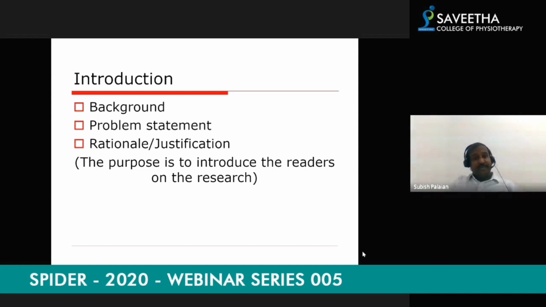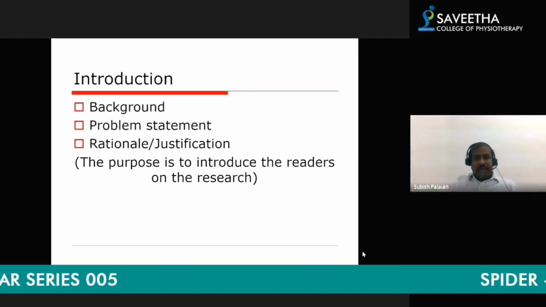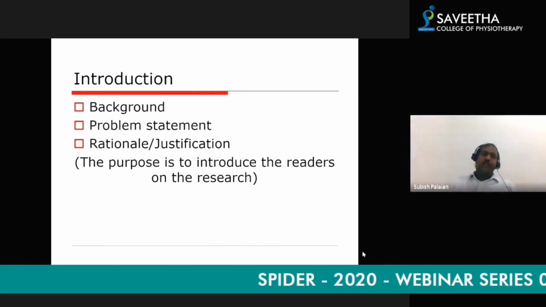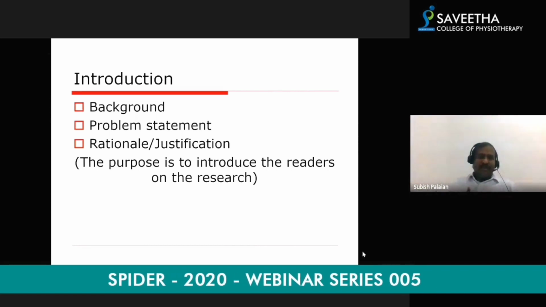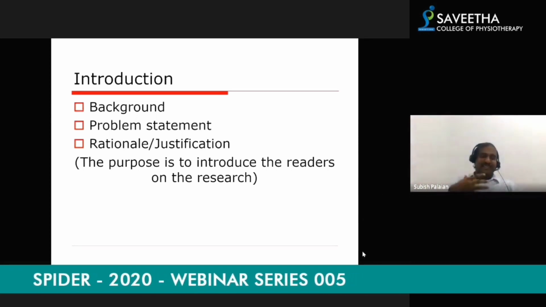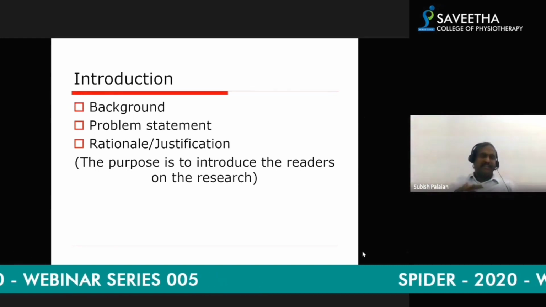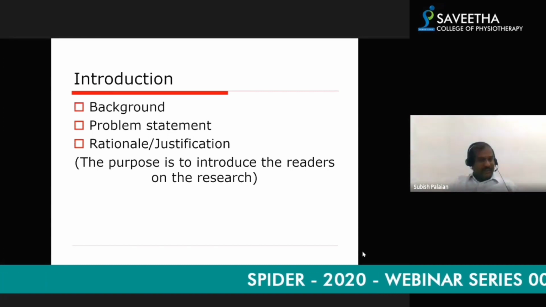Maybe one paragraph on background, another paragraph on problem statement. That means what is the problem associated with this back pain? There are other methods, there are other medicines and so on, but still back pain is not being cured. But in this research, we have tried using this. So what is the problem? What problem made you conduct this particular research? Why was it necessary for you to conduct a research on back pain? You need to mention that. That is your second paragraph.